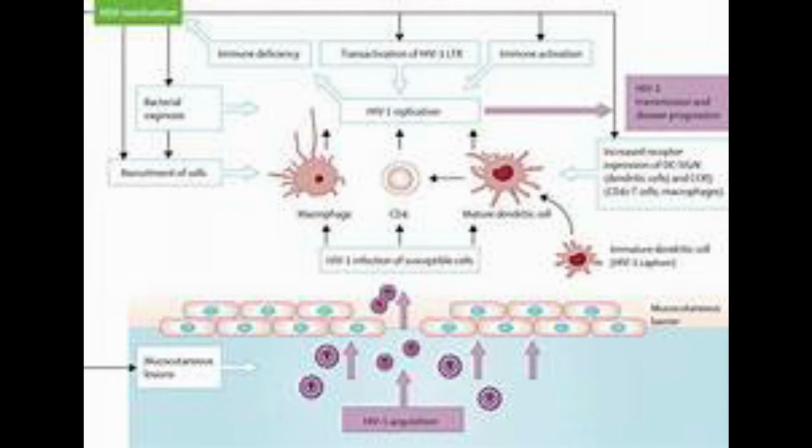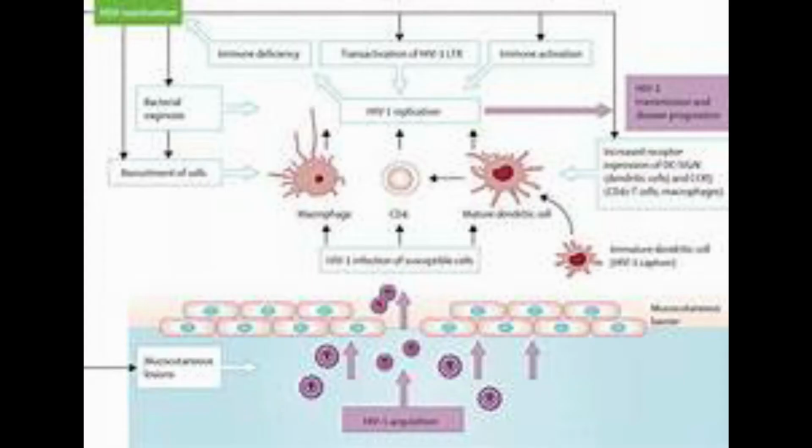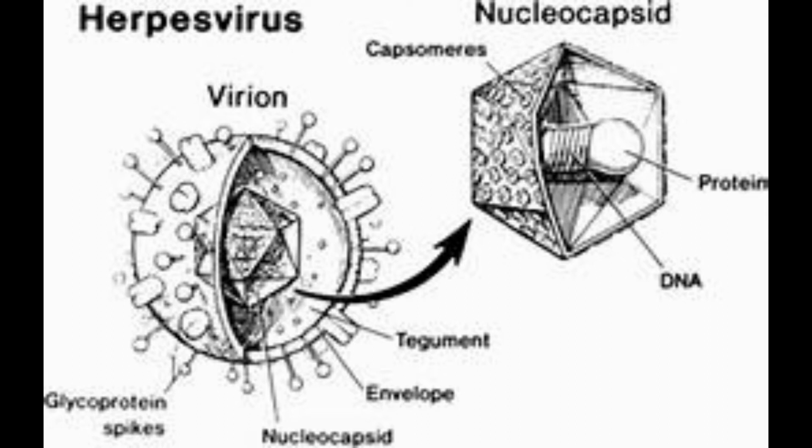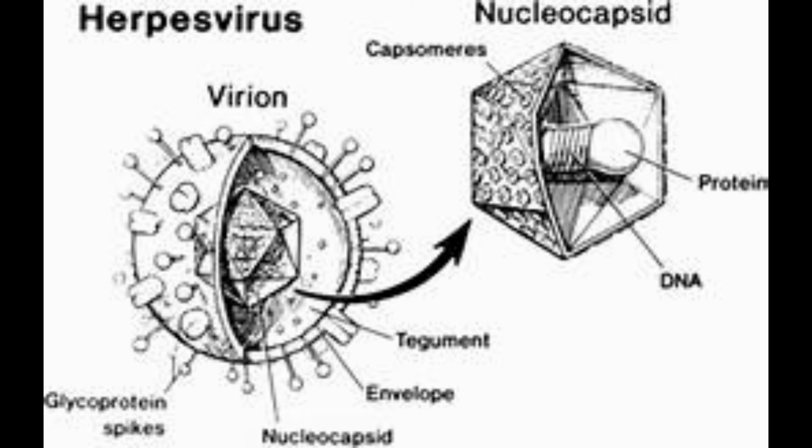Typically, HSV2 is the cause of genital outbreaks and is caused by genital to genital contact. Increasingly, HSV1 can cause genital outbreaks and is often transmitted during oral sex. The management of genital herpes is the same whether HSV1 or HSV2 is the cause.